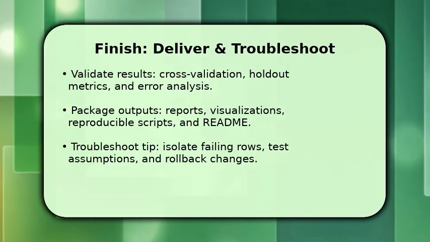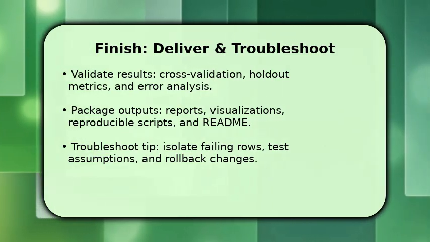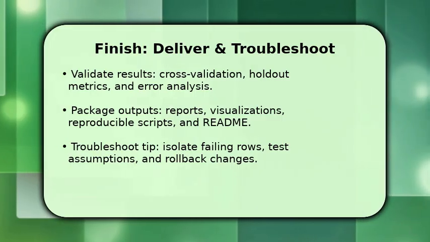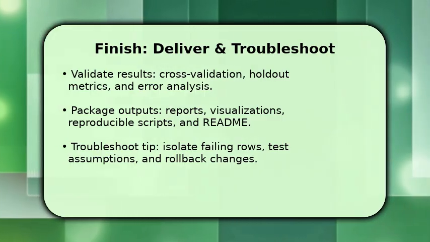If something breaks, isolate failing rows and test the pipeline assumptions. Revert to the last known good version and add targeted unit checks.